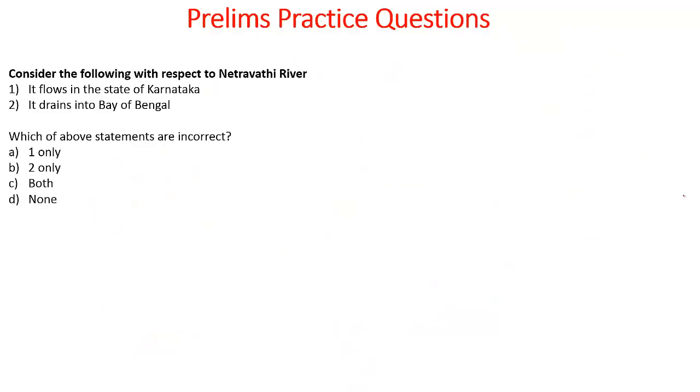Let's look at some of the prelims practice questions. Consider the following with respect to the Netravati River. One, it flows in the state of Karnataka. Two, it drains into Bay of Bengal. Which of the above statements are incorrect? The answer for this is 2 only. Why? Because the question here is asking for incorrect. Let's look into the explanation.